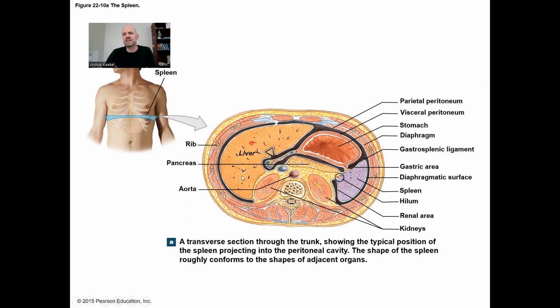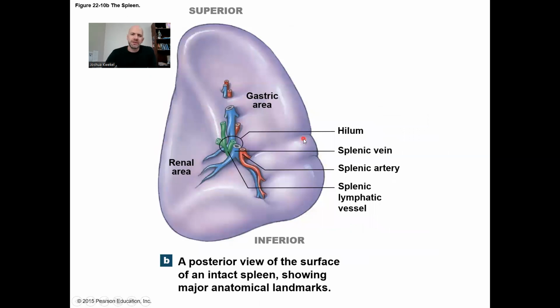That's the only way that this makes sense, that the liver is on this side and the stomach and then the spleen. Here's another look at the inferior view of the spleen. This is called the hilum.